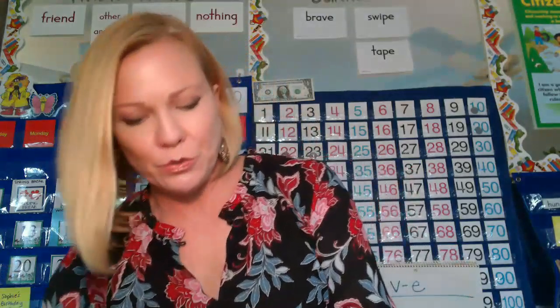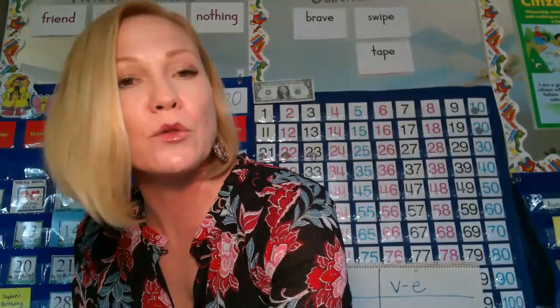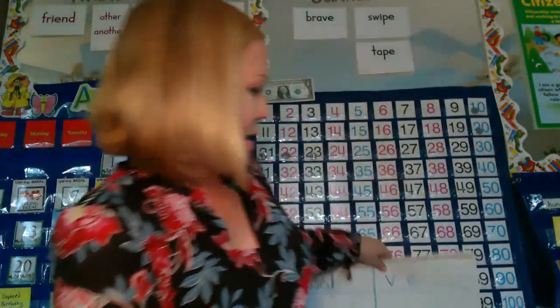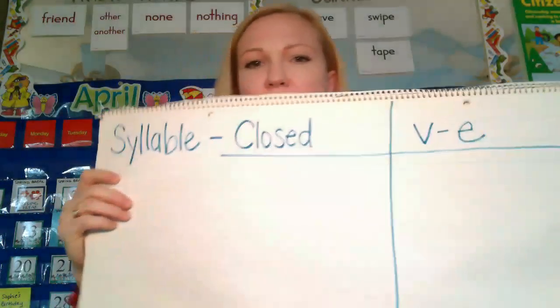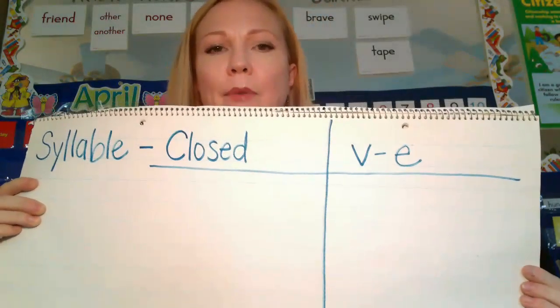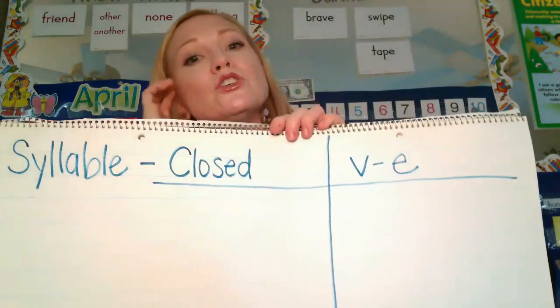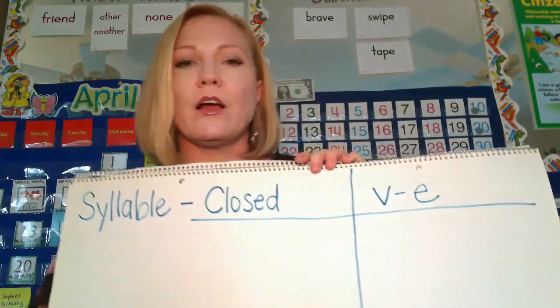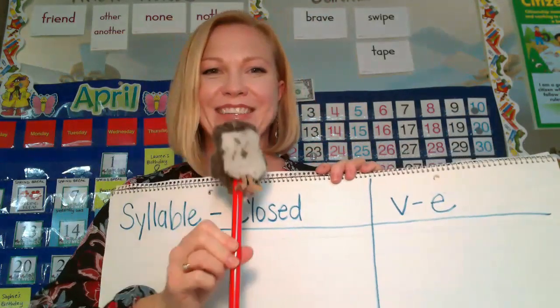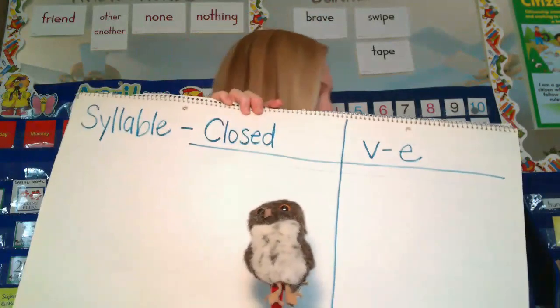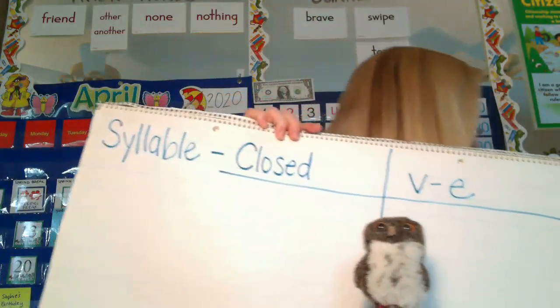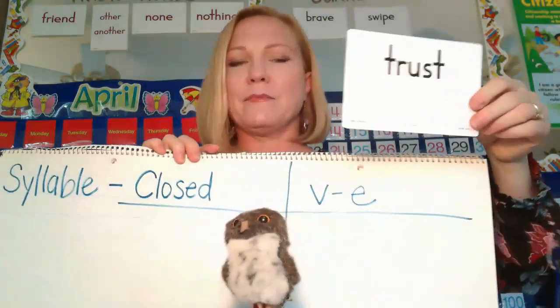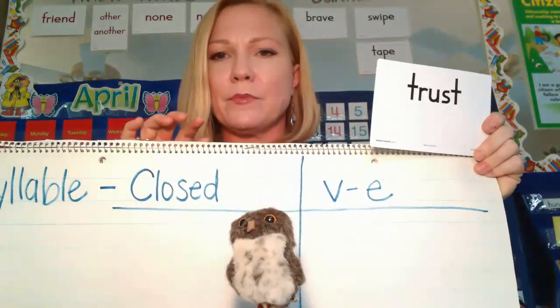One more thing before we go today, I'd like to do a review of closed syllable words and V-E words. So I made a T-chart. I'm going to hold up a card and I would like for you to shout out and point, where does it go? All right, little Echo, you're going to help me? Okay, here comes our first word. All right, let's tap it out.